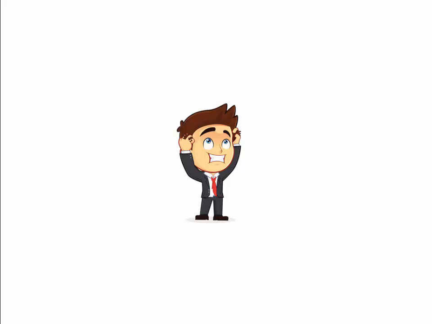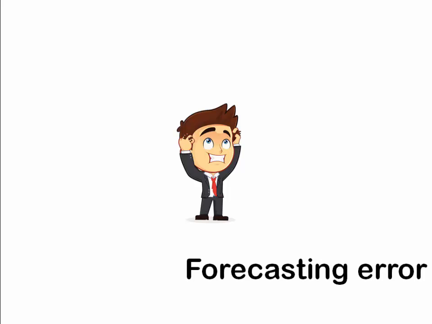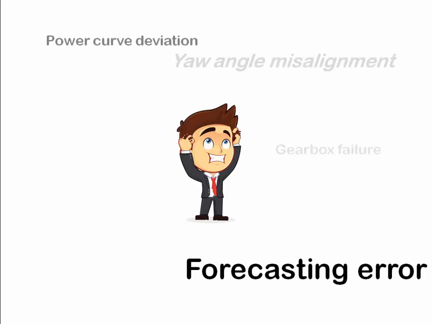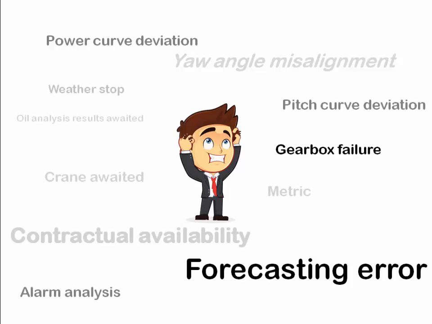And then the problems start raining on him. Forecasting error, power curve deviation, yaw angle misalignment, gearbox failure. The list is endless. How is Mr. Smith going to deal with these problems?